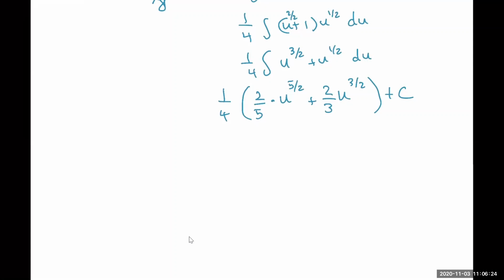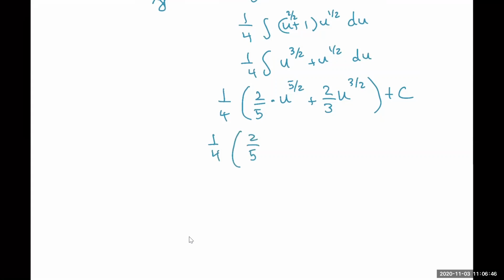I see students all the time leave their answer like this. What's wrong with my answer? What did I forget to do, you guys? What should be your last step? Yeah, it's not in terms of x, right? So the initial question is that it has to be in terms of x.